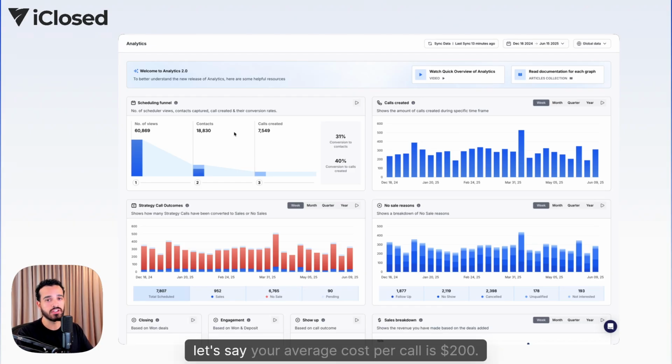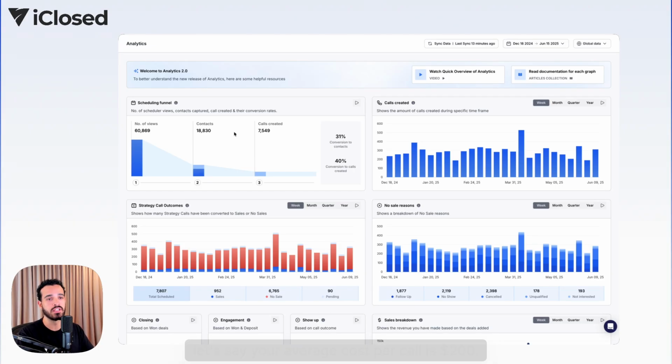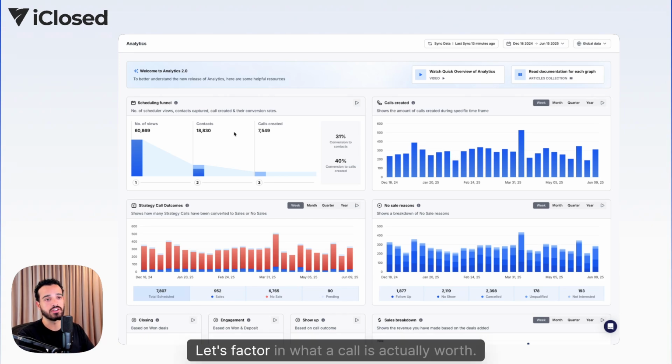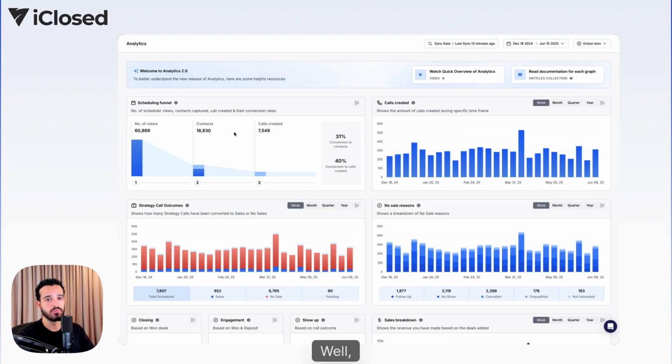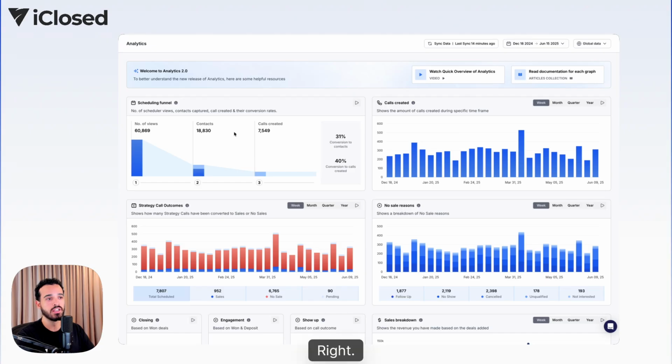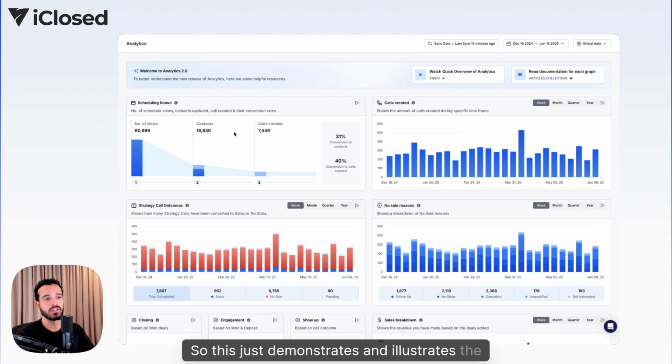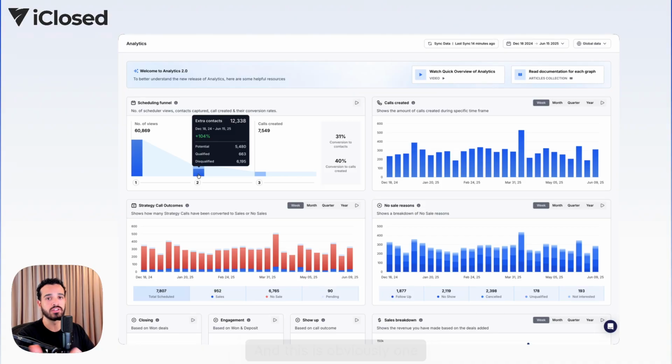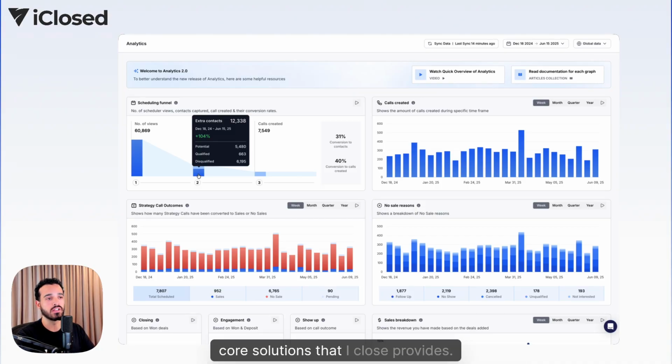Now, let's say your average cost per call is $200. If you book 1,100 extra calls, that's $220K in ad spend equivalent, right? Now that's just the cost. Let's factor in what a call is actually worth. If a call is worth $1,000 to you, well, booking an extra 1,100 calls is worth an extra 1.1 million, right? So this just demonstrates and illustrates the value of having these extra leads. And this is obviously one of the core solutions that iClosed provides, right? But this is just the start of it.